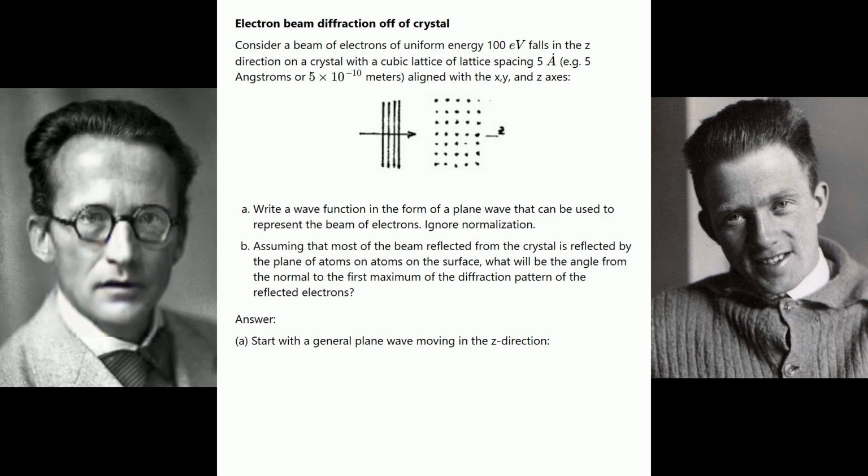Electron beam diffraction off of crystal. Consider a beam of electrons of uniform energy 100 eV falls in the z direction on a crystal with a cubic lattice of lattice spacing 5a, e.g. 5 angstroms or 5 times 10 to the minus 10 power meters.